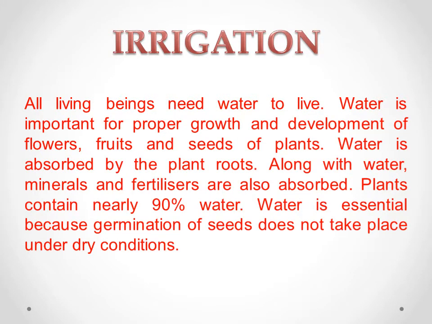Irrigation. All living beings need water to live. Water is important for the proper growth and development. Water is absorbed by the plant roots. Along with the water, minerals and fertilizers are also absorbed. Plants contain nearly 90% of water, and hence water is essential because germination of seeds does not take place under dry conditions.